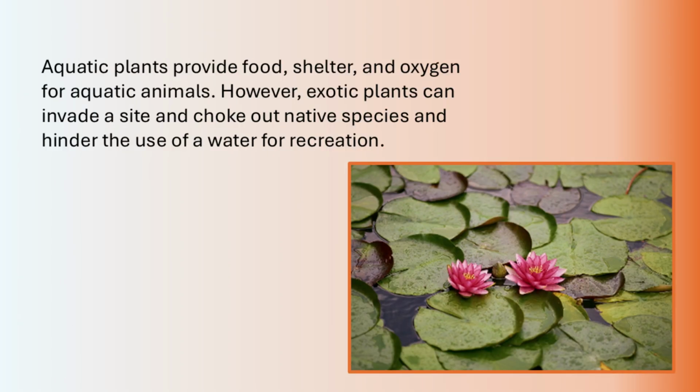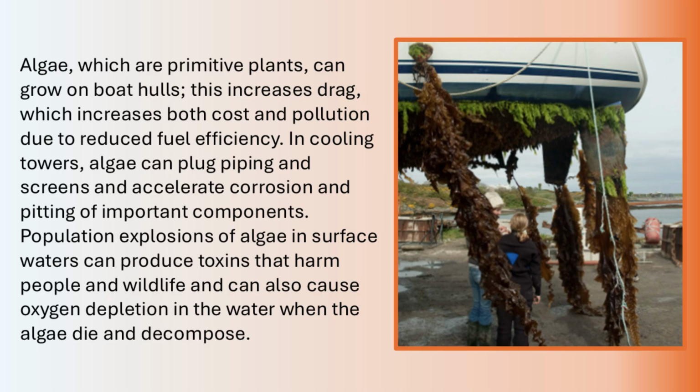Aquatic plants provide food, shelter, and oxygen for aquatic animals. However, exotic plants can invade a site and choke out native species and hinder the use of water for recreation. Algae, which are primitive plants, can grow on boat hulls. This increases drag, which increases both cost and pollution due to reduced fuel efficiency. In cooling towers, algae can plug piping and screens and accelerate corrosion and pitting of important components.